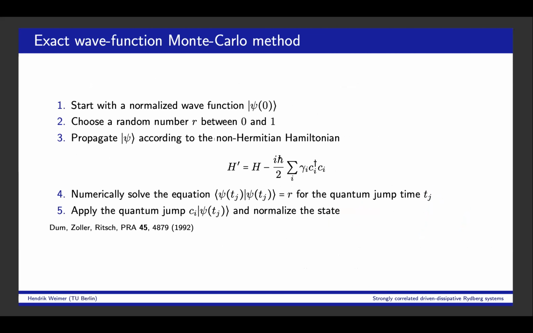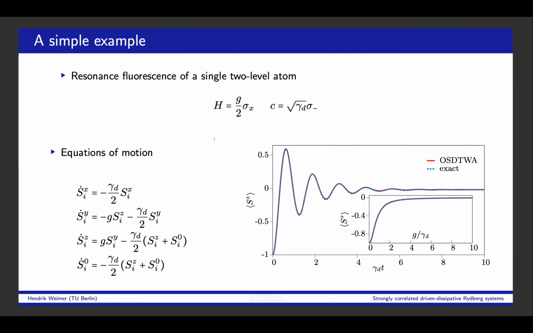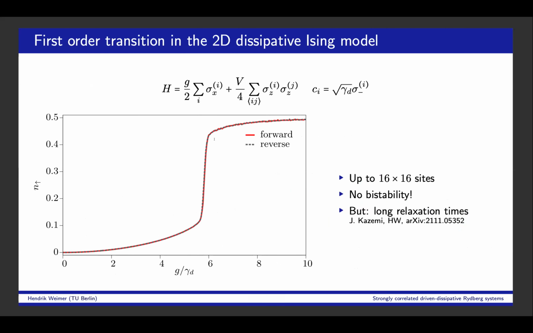We also now made this usable in open quantum systems by building a quantum jump method on top of that. So let me just skip that. We benchmarked this against something as simple as two-level systems undergoing resonance fluorescence. So you see that you perfectly recover the exact solution. And you can also adapt this to these short-range interacting toy models. Yeah, so that works also very well.